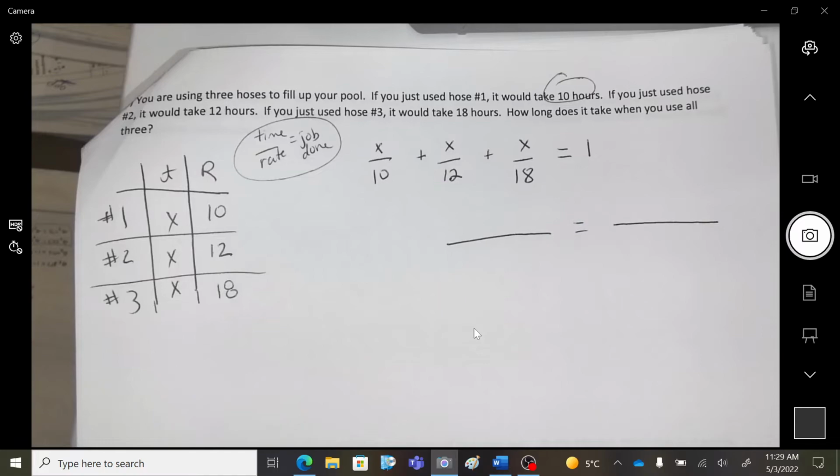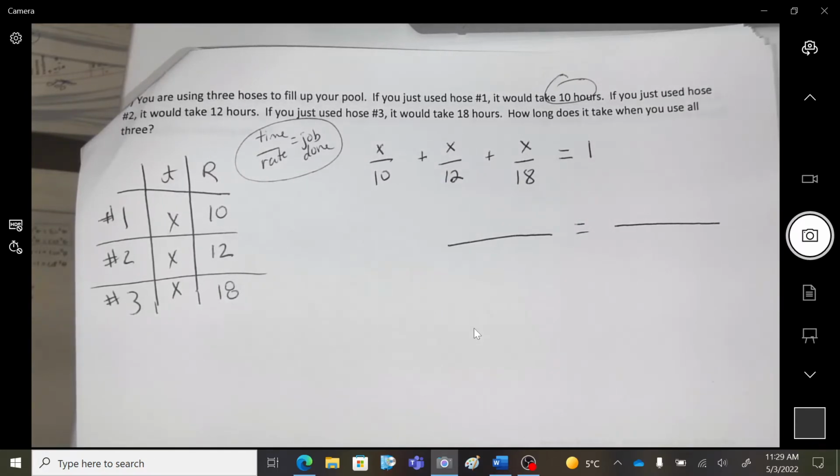Okay, the first person to find me the lowest common denominator gets a sucker today. Can you get me the lowest number that would work? 180. Oh, Zach, you didn't even give people a chance. 180 is the number.